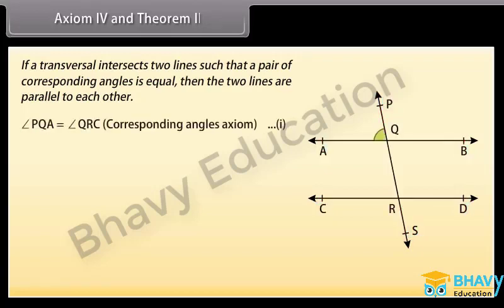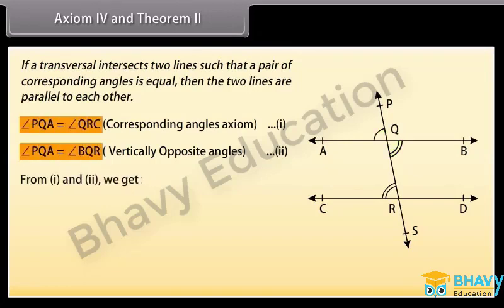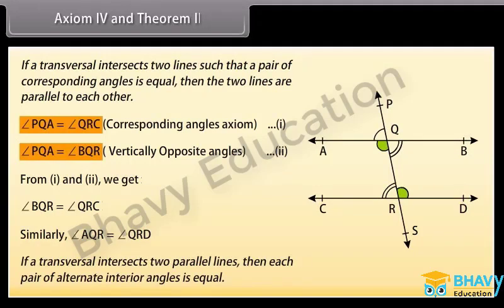We know that angle PQA is equal to angle QRC by using the corresponding angles axiom. Mark it as 1. Also, angle PQA is equal to angle BQR because these are vertically opposite angles. Mark it as 2. So from 1 and 2 we may conclude that angle BQR is equal to angle QRC. Similarly, angle AQR is equal to angle QRD. This result can be stated as a theorem which is, if a transversal intersects two parallel lines, then each pair of alternate interior angles is equal.